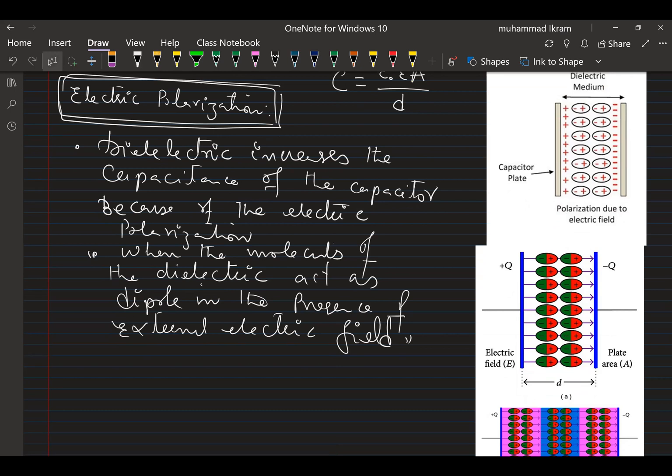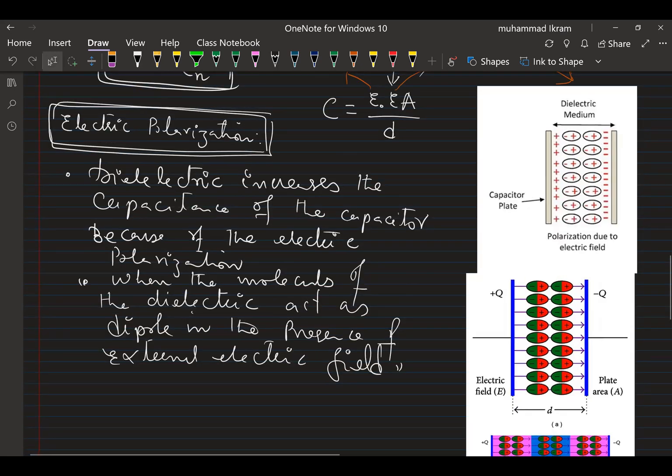This increases the capacitance of the capacitor. How? Let me tell you. For example, normally, when you do not have an electric field around this, it is in this way. If there is no electric field, then what will happen for this capacitor?